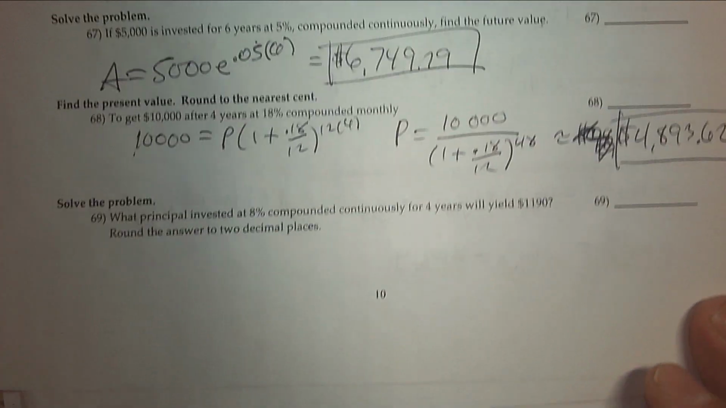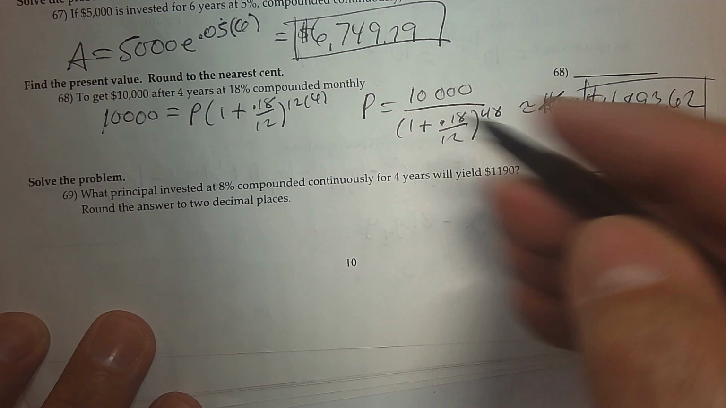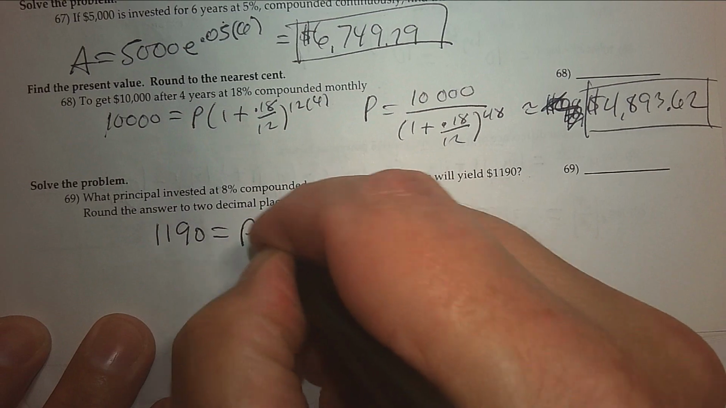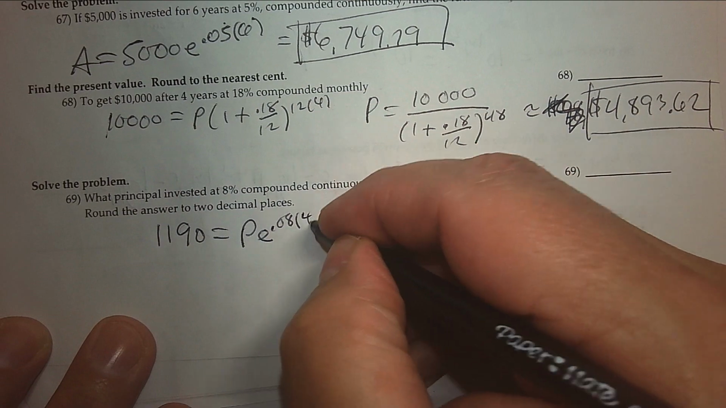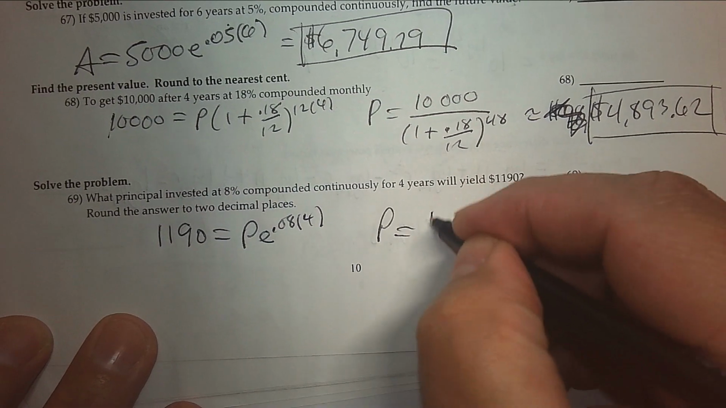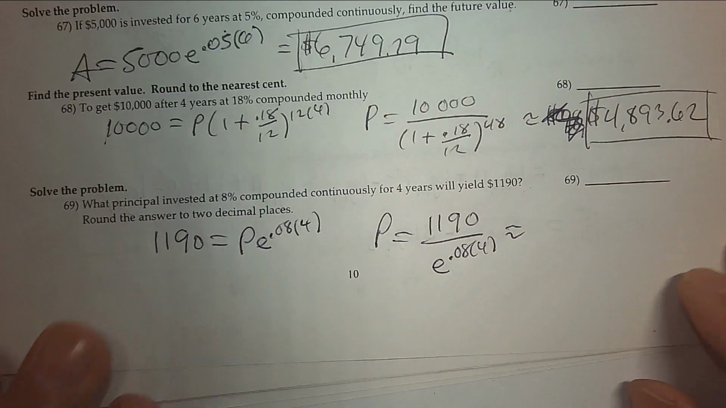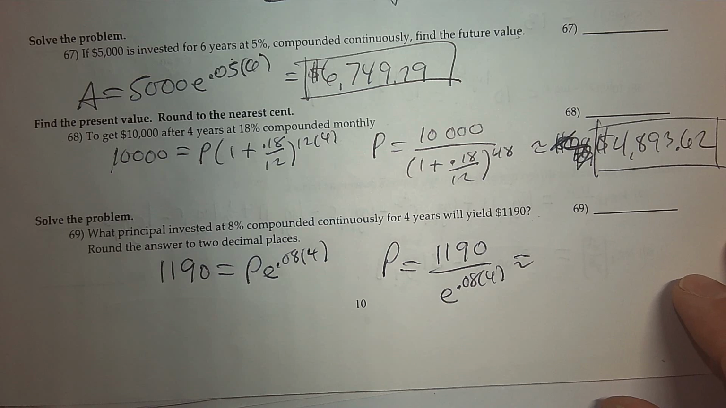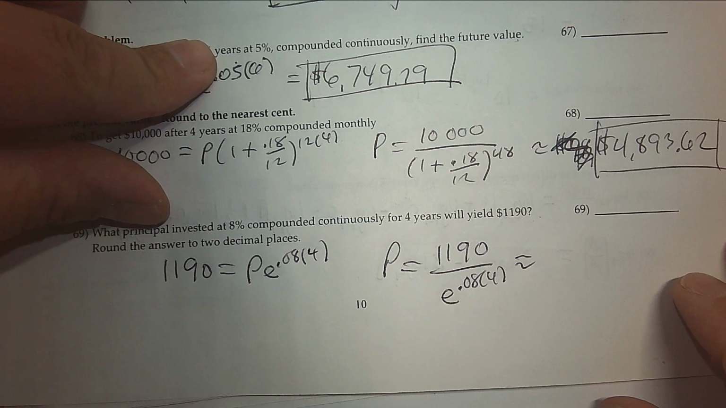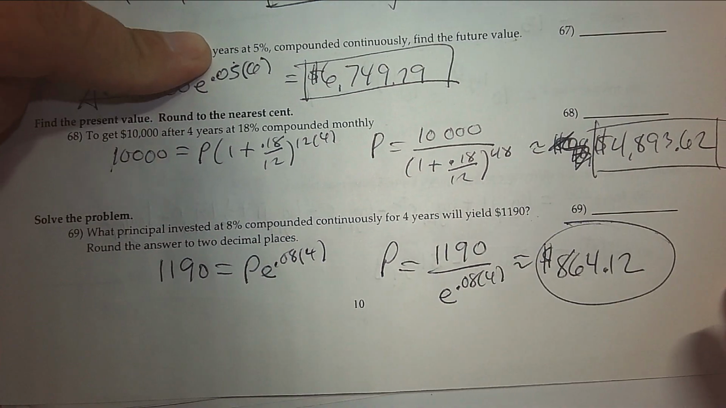What principal invested at 8% compounded continuously for 4 years will yield 1,190? So the end amount is 1,190. I don't know P. The interest rate is 0.08 compounded continuously for 4 years. So again, I just need to divide to get P by itself. So 1,190 divided by E to the 0.08 times 4, and then have the calculator skill to be able to type that in. So 1,190 divided by E to the exponent 0.08 times 4. See if I can read a number this time. $864.12 is what you would need to begin with to get that at the end. Turn the page.